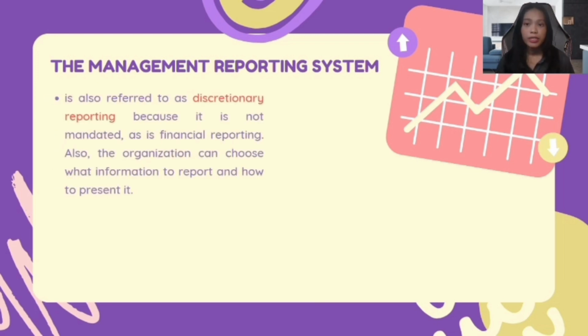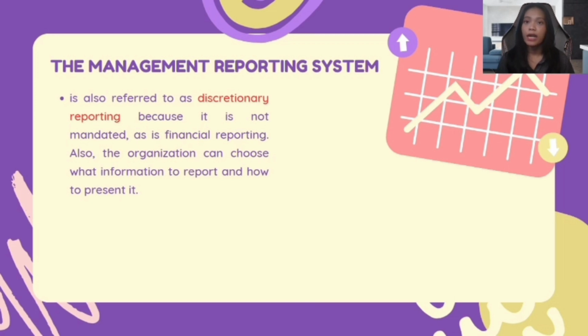The management reporting system is also referred to as discretionary reporting because it is not mandated or required, unlike the financial reporting. It is also discussed in the previous chapter that in MRS, the organization can choose what information to report and how to present it. One could take issue with the term discretionary.